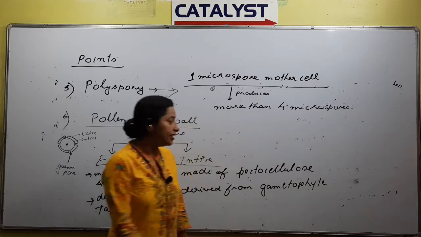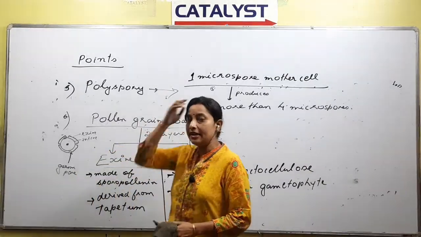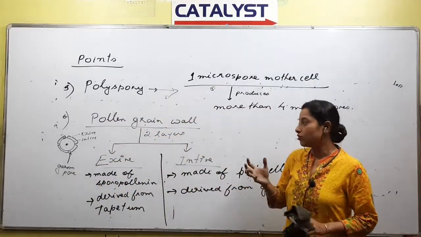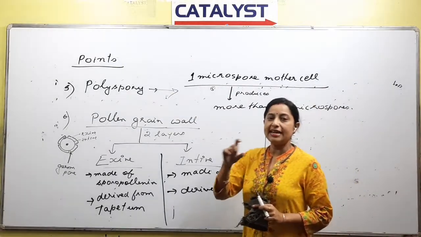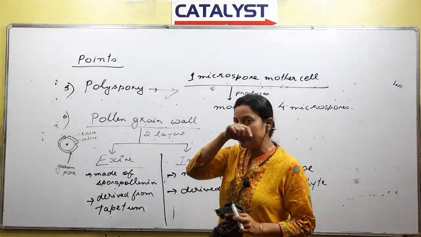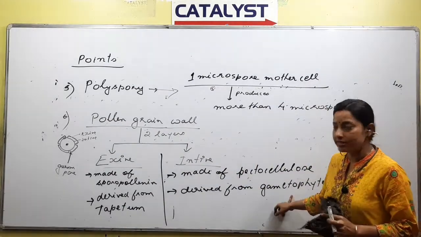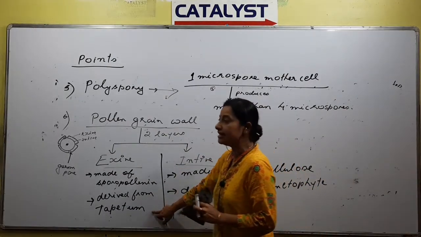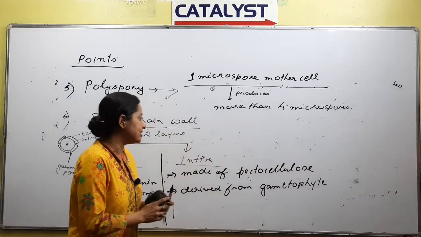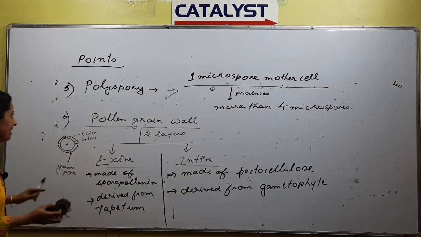And it is derived from the gametophyte itself, right? So gametophyte means what? We are talking about that pollen grain, no? So intine, which one forms it? Intine is the inner wall, no? The inner wall is formed from the gametophytic tissues itself. But if we are talking about exine, exine is formed from the tapetum. So these are the two things that you have to know about exine and intine.